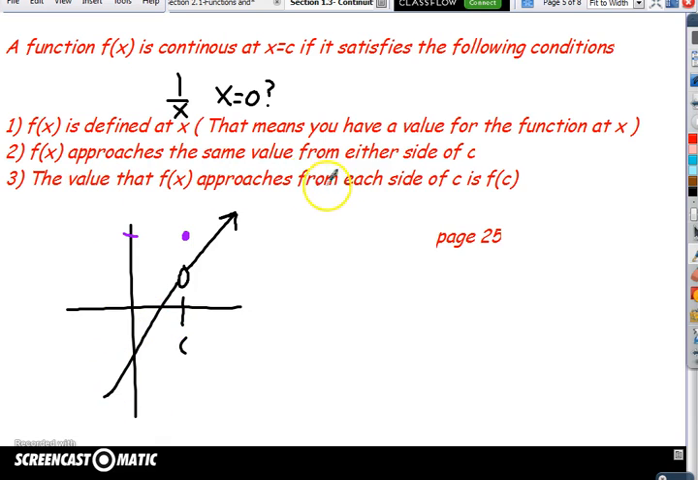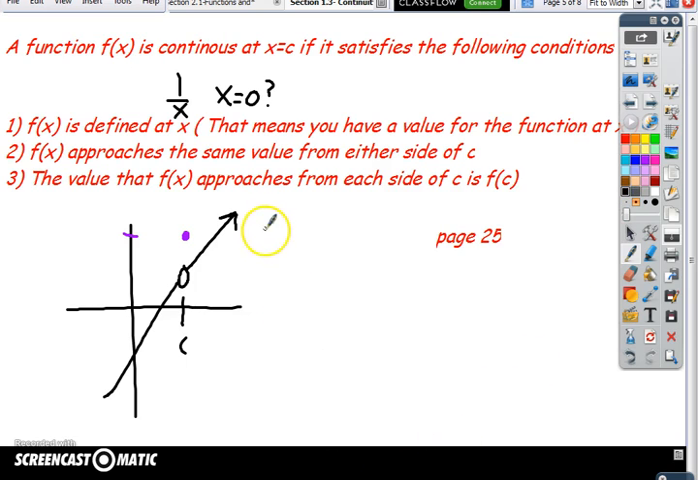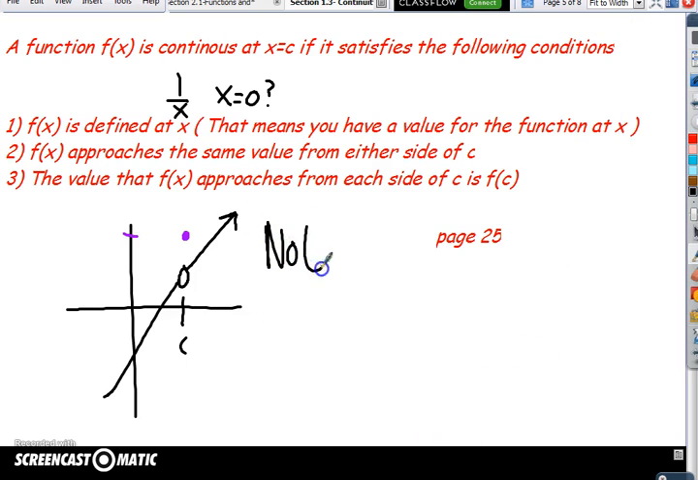f of x approaches the same value from either side of x. Sure it does. As I come from the left and from the right side, I approach that hole. So, obviously this is not continuous, right? Because I have to lift my pencil to tap that point, which is where condition 3 comes in. The value that f of x approaches from each side is that c value. Is this value the same as that purple one? No. So that's why this function is not continuous. So just because it satisfies one, it doesn't mean it satisfies all. That's really important for us.